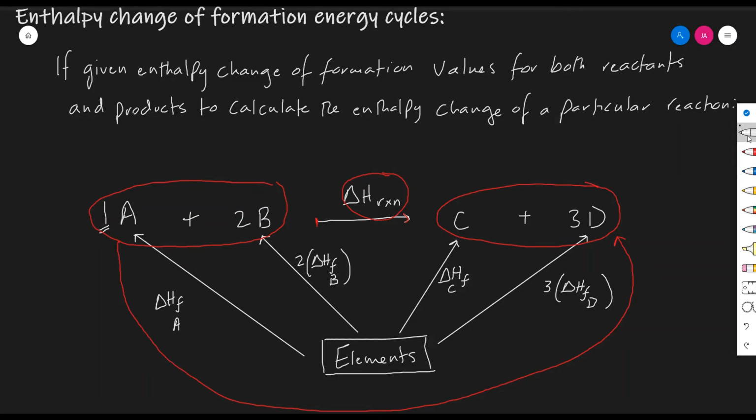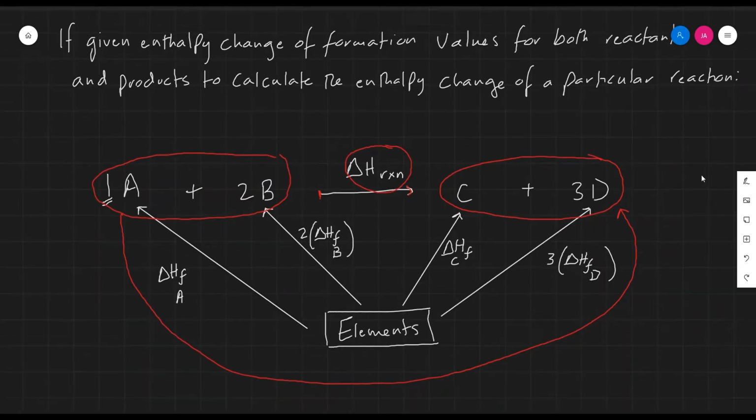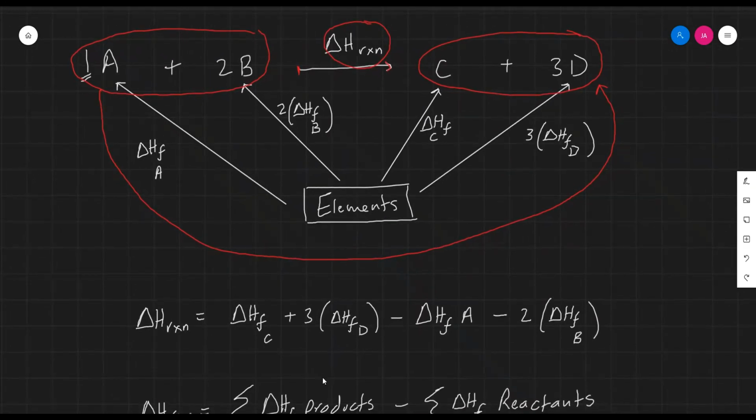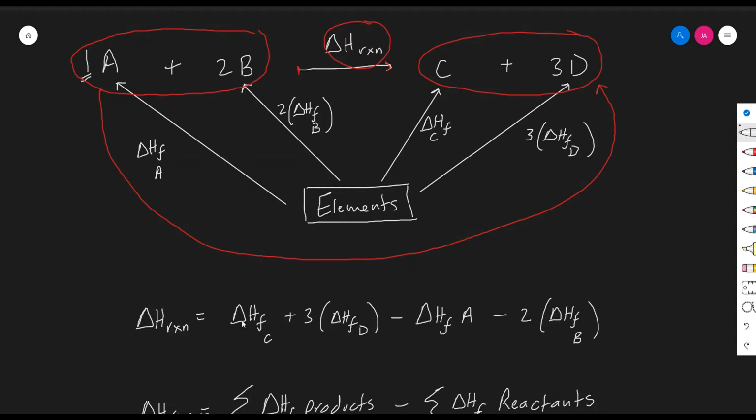This would be much clearer if we were to solve an example, which I have listed below here. I have also shown in general that the enthalpy change of this reaction would be the enthalpy change of formation of product C plus the enthalpy change of formation of product D multiplied by 3, subtracted from the enthalpy change of formation of A plus the enthalpy change of formation of B multiplied by 2.